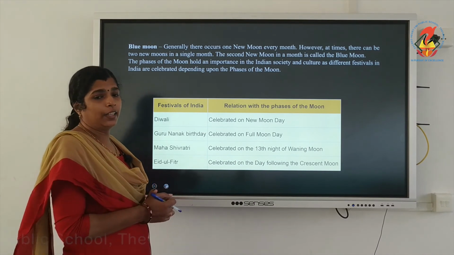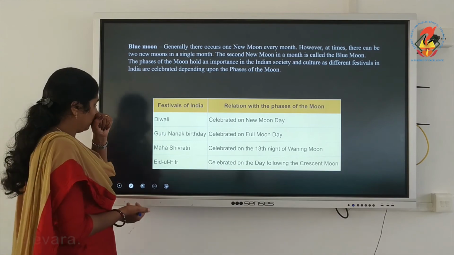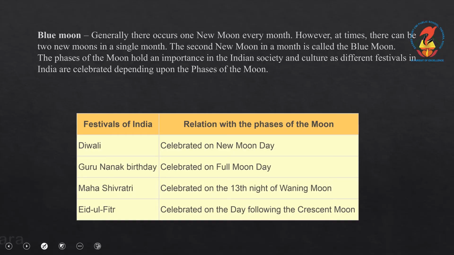Then festivals in India associated with the phases of the moon. Diwali is celebrated on a new moon day. Mahashivratri is also celebrated on the 13th night of the waning moon. Eid al-Fitr is celebrated on the day following the crescent moon. Guru Nanak birthday is celebrated on the full moon day.